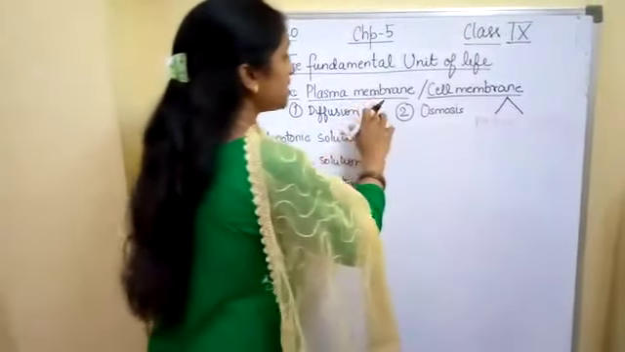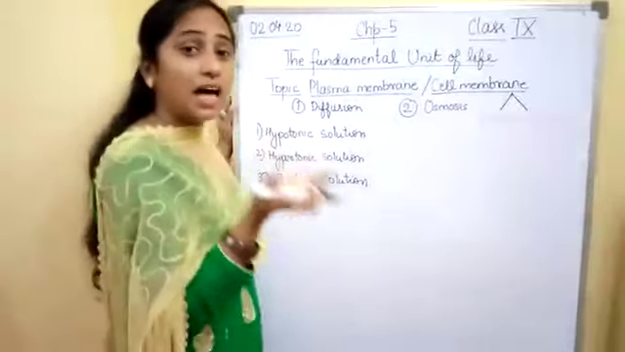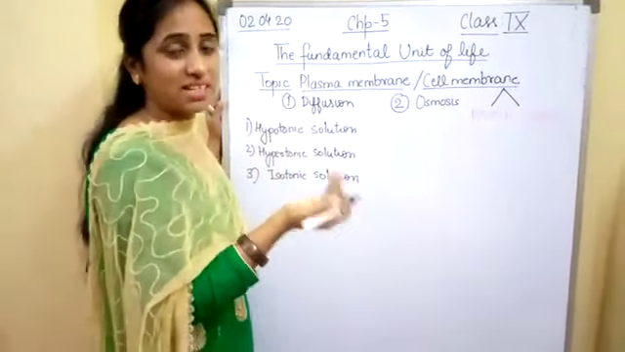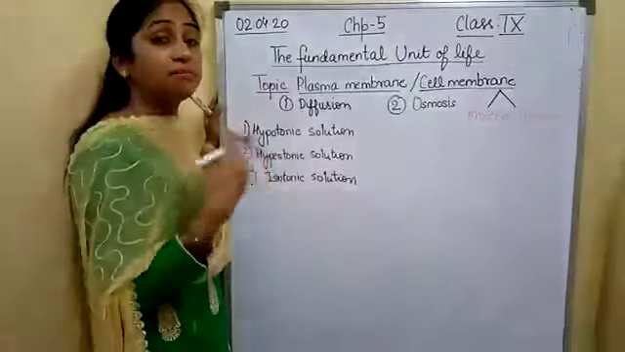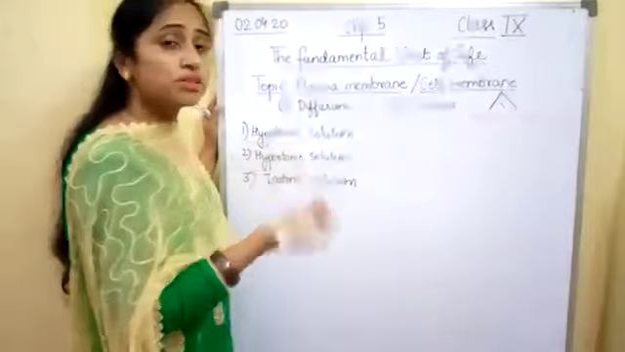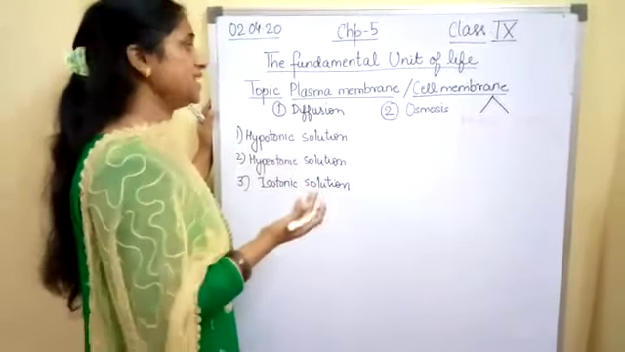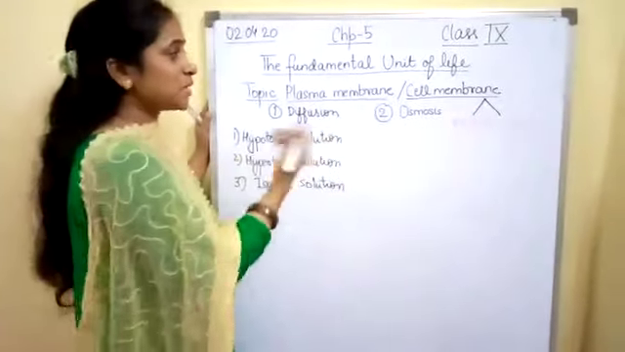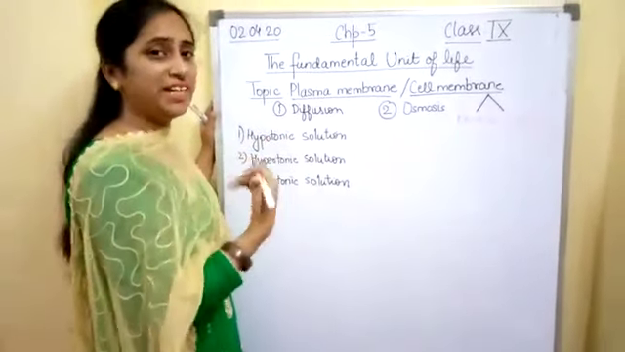So what is the function of plasma membrane? It allows the various substance to move in and out of the cell as required by the cell. It can be gases, it can be your waste materials, it can be your oxygen, it can be your glucose, it can be any substance. So it selectively selects the substances which needs to be moved in and out of the cell.